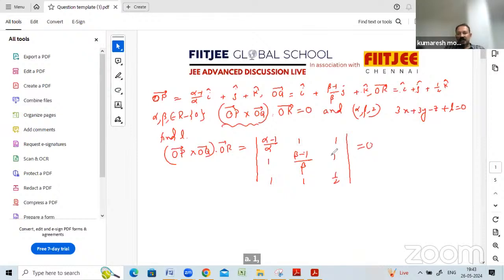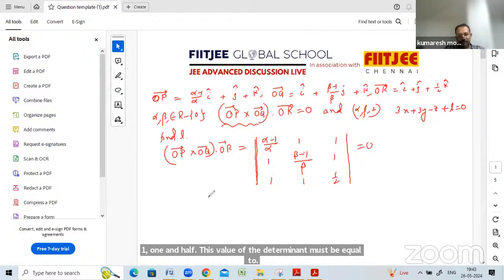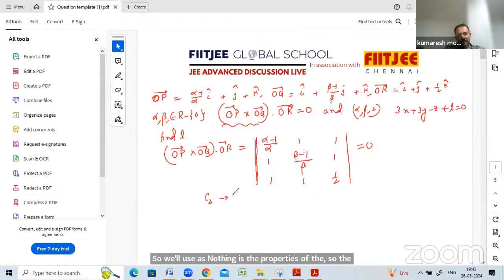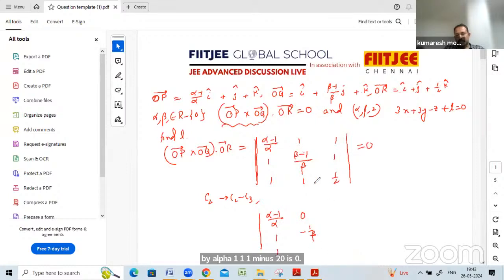So we'll use the properties of the determinant. First, we'll replace column 2 by C2 minus C3. Then we can write alpha minus 1 by alpha, 1, 1. 1 minus 1 is 0. Beta minus 1 by beta minus 1 gives us minus 1 by beta. Then 1 minus half equals half. The third row is 1, 1, 1 by 2. The whole determinant should be equal to 0. Now, we will use another property of the determinants.